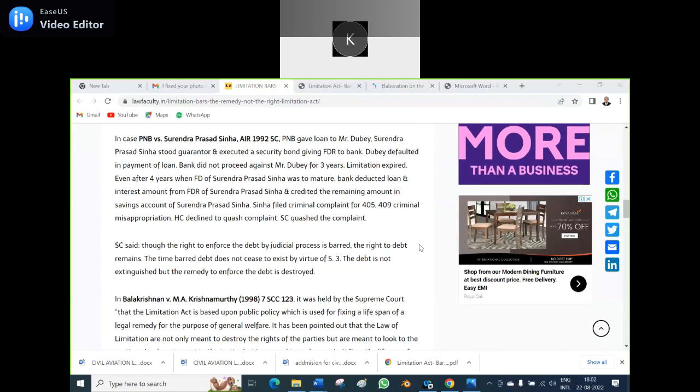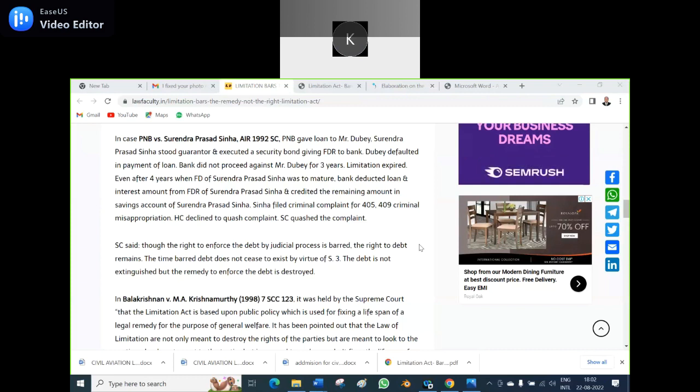Later, Surendra Prasad Sinha complained, sir. He lodged a criminal complaint under Sections 405 and 409, criminal misappropriation, against the bank only, that it misappropriated his FDR, because it deducted the amount due from Dubey and credited it. So what did the court hold?